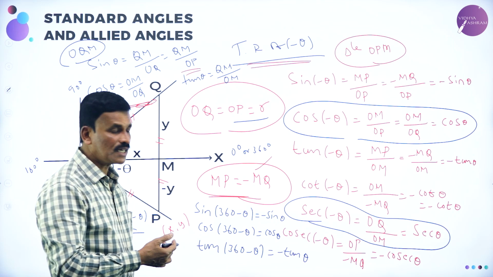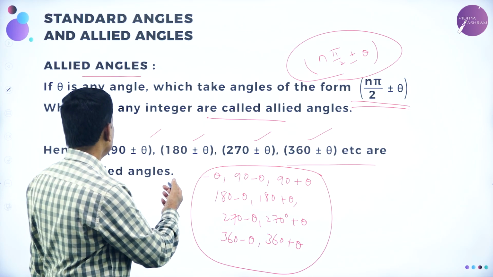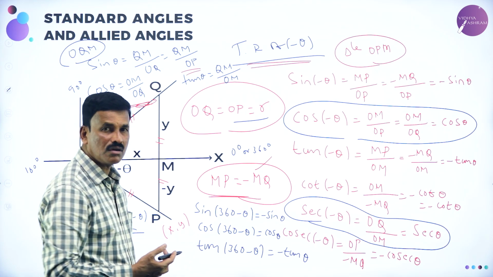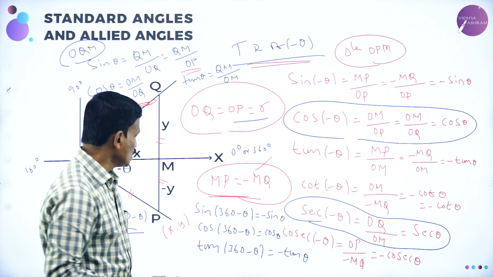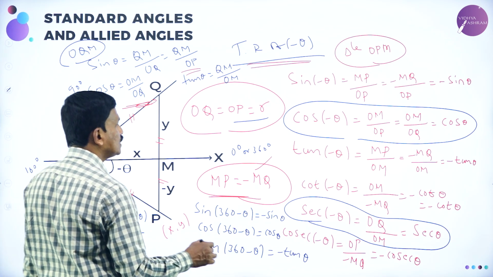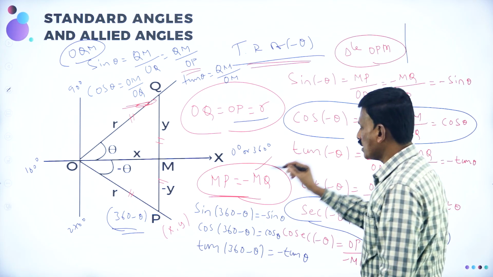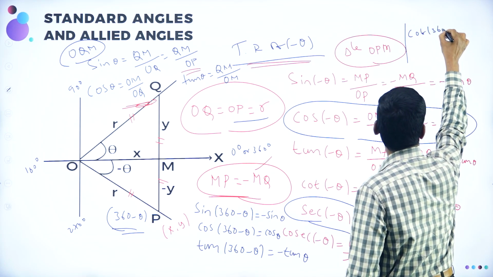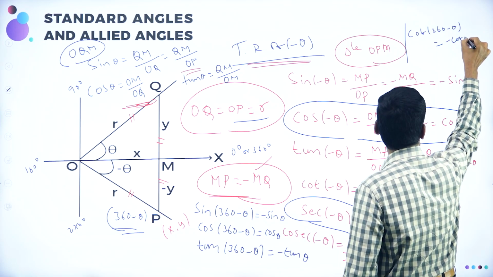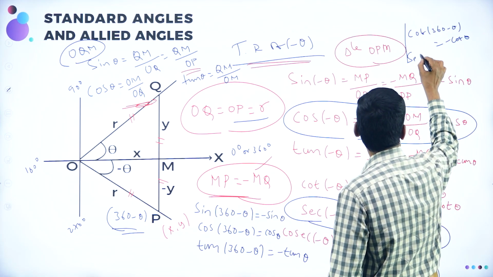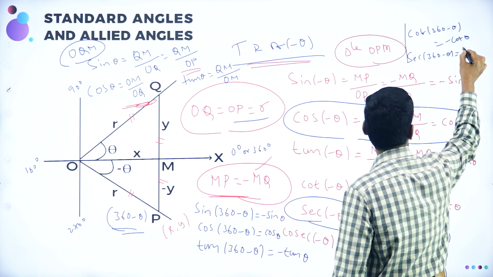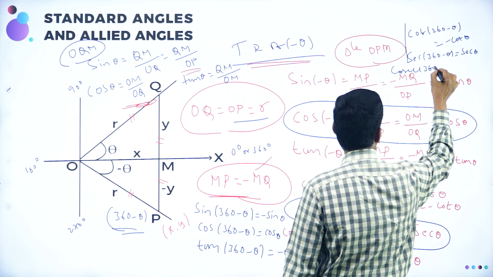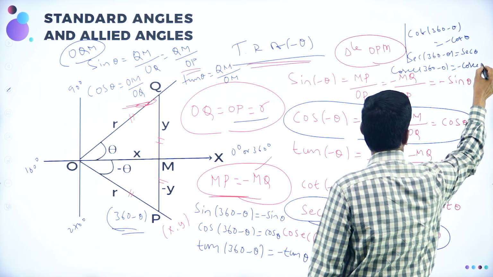Right, as from the sign convention we have studied. What do we have in the fourth quadrant? In the fourth quadrant, cos is positive, secant is also positive, and all others are negative. So in the fourth quadrant, cos is positive. Similarly, let us write cot of 360 minus theta is equal to minus cot theta. Similarly, secant of 360 minus theta is equal to plus secant theta, and the last one, cosecant of 360 minus theta is equal to minus cosecant theta.